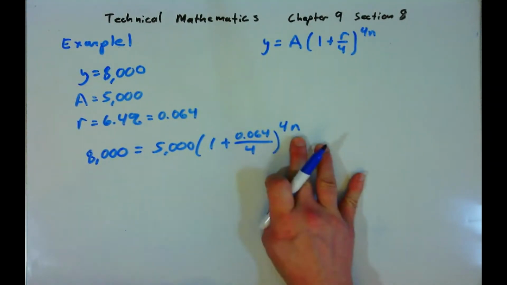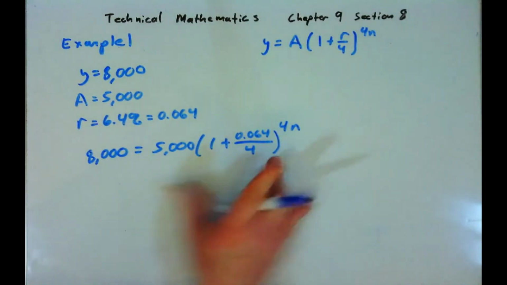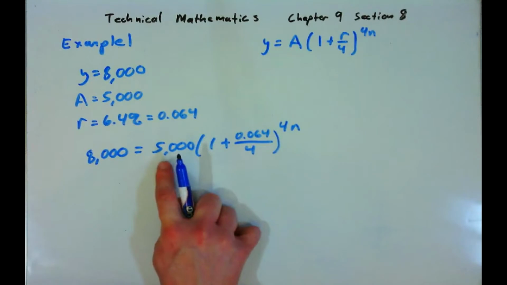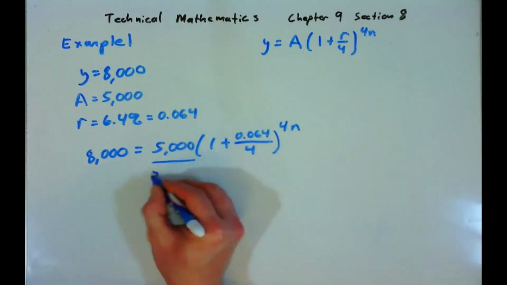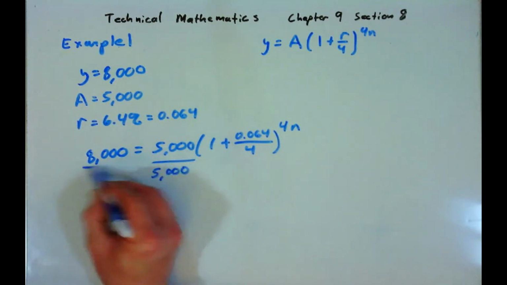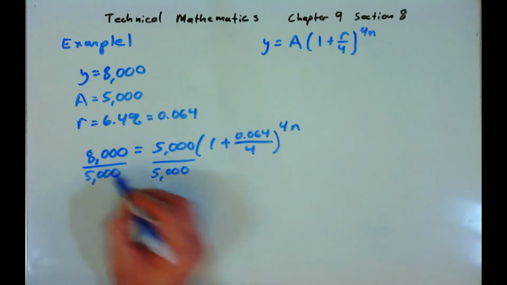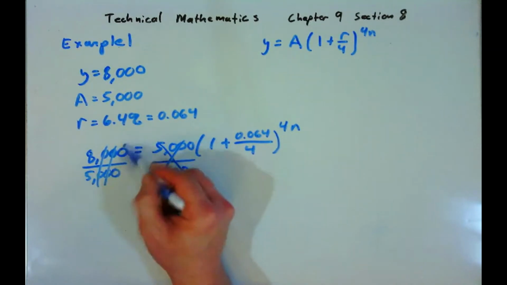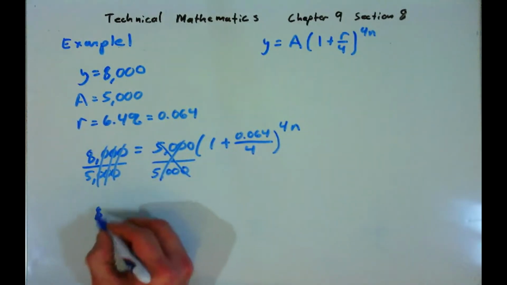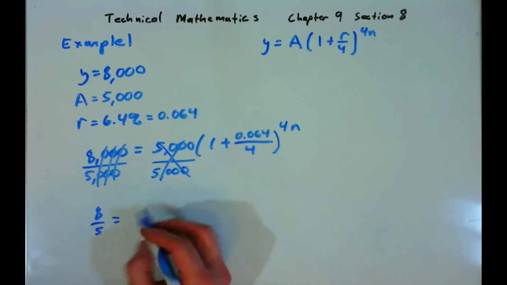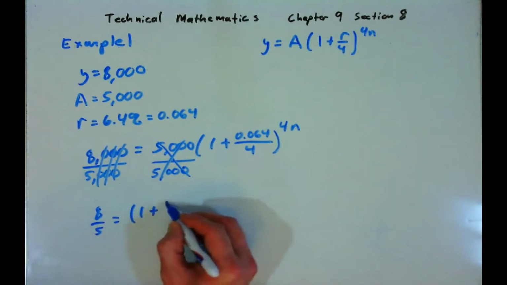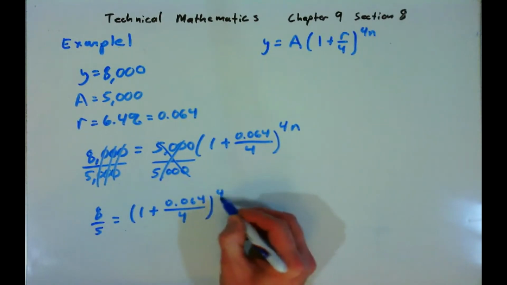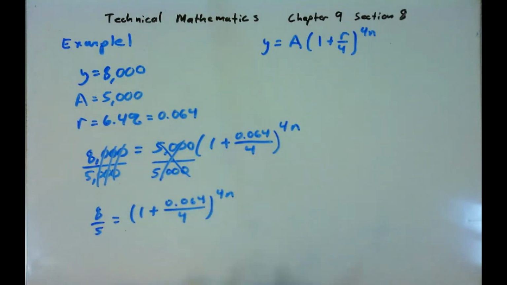And so to solve for n, our goal is to get n by itself. We could use logarithms to get the exponent out as a multiplier, but before I do that I need to get rid of the 5,000. So I'm going to divide both sides by 5,000. Okay, and this cancels over here. Over here the fraction reduces, all the zeros can cross off, and this becomes 8/5. This will be equal to 1 plus 0.064 divided by 4, all to the 4n power.